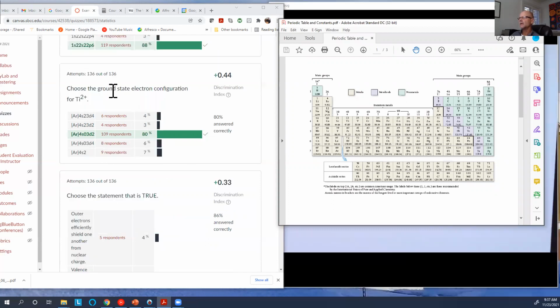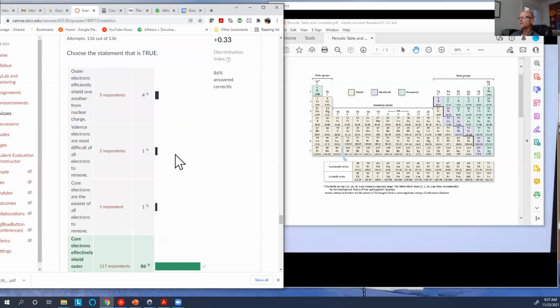Choose the correct ground state electron configuration for titanium 2 plus. So titanium is right here, right? So its neutral electron configuration is 4s2, 3d2. But remember, when you form the ion, you always lose the s electrons first. So it's 4s0, 3d2.